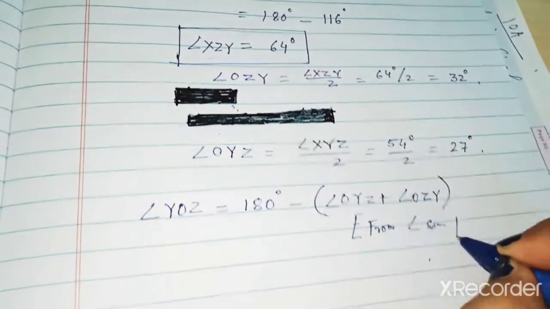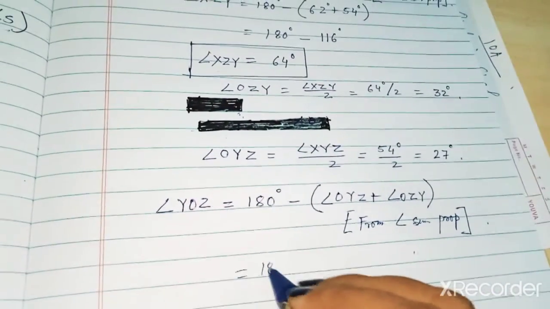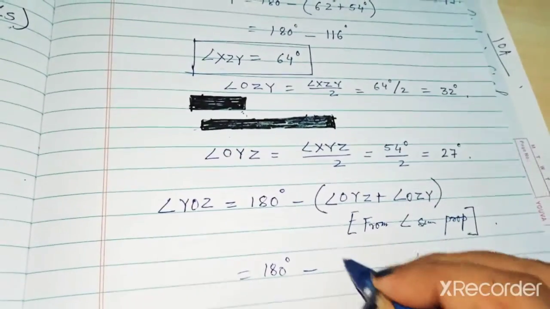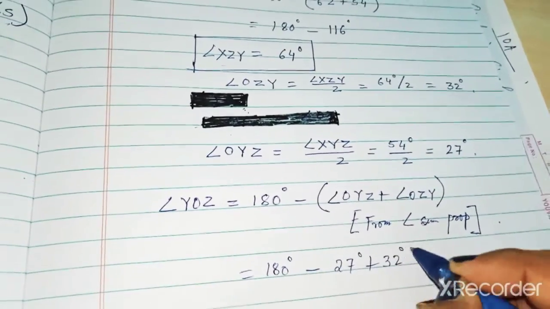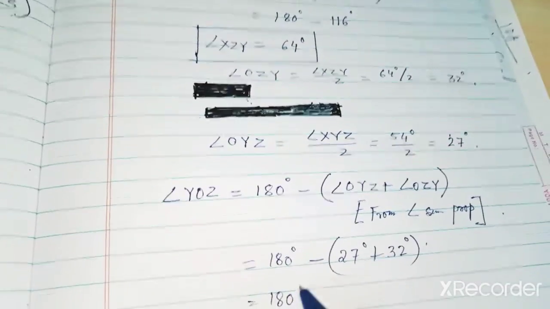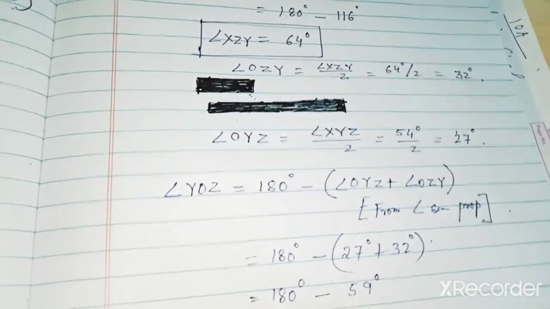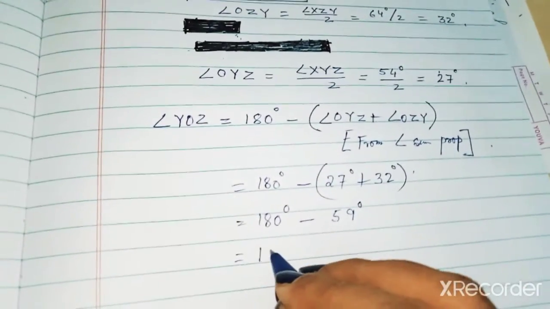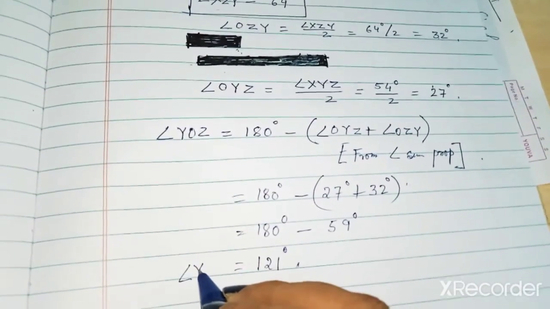Okay, so we know the values, that is OYZ is 27 degrees plus 32 degrees. These two we will put and we will get 180 degrees minus 59. So if you subtract, you will get 121 degrees. That is angle YOZ.